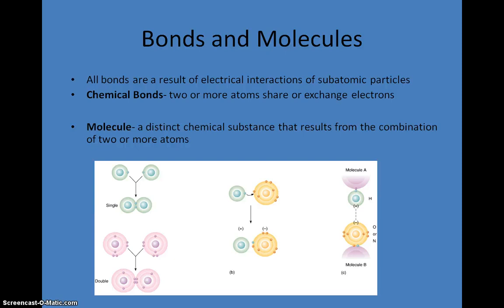So atoms combine to form chemical bonds in order to achieve stability based on the numbers of their electrons and how they interact. They can do this by sharing electrons, they can do this by exchanging electrons. But it all results from this electrical interaction of the subatomic particles, specifically the electrons.